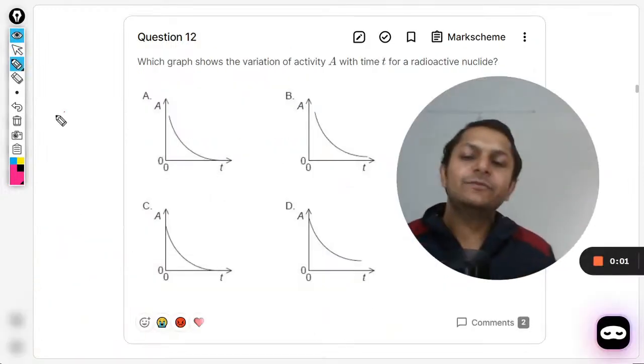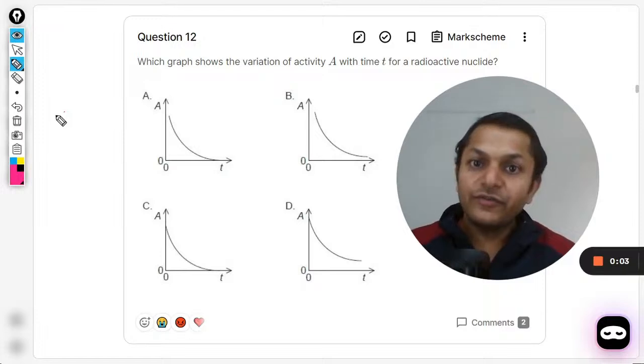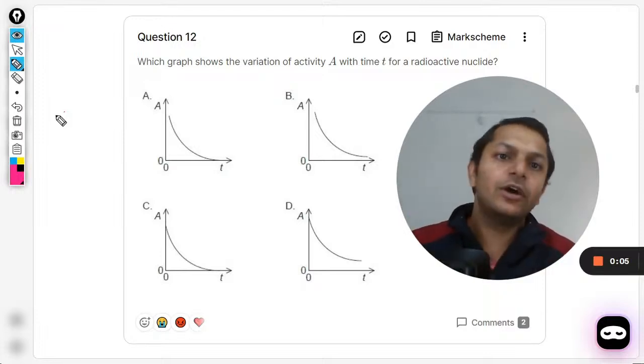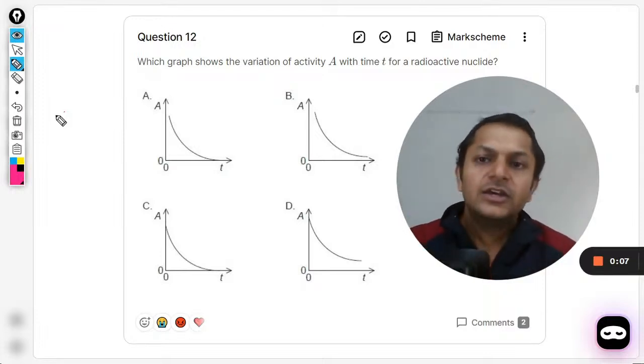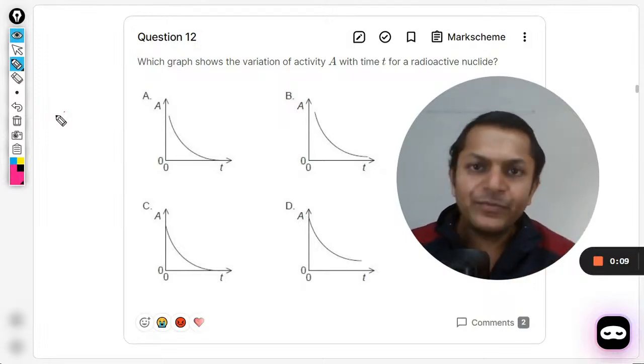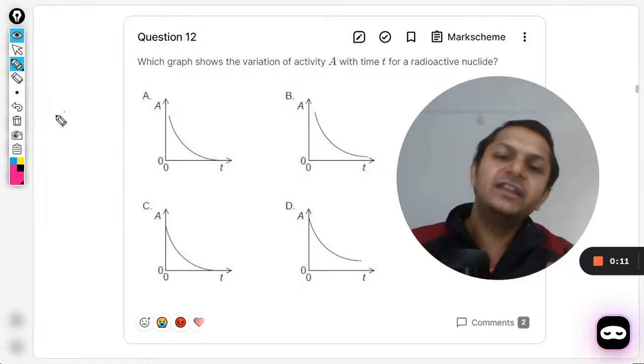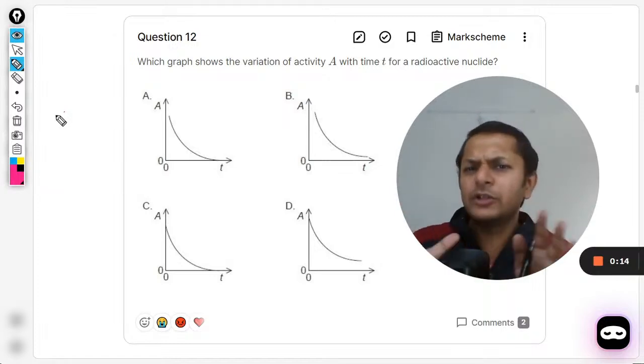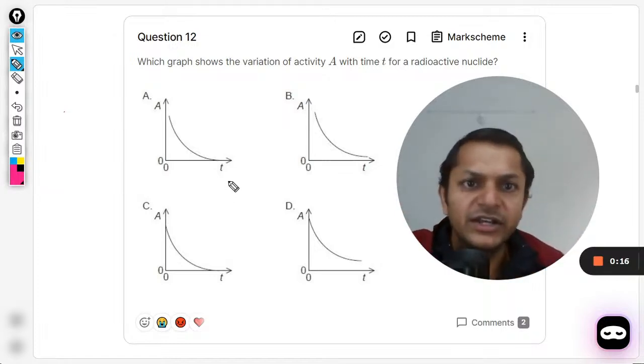Okay, dear students, let us see what is there in this question. Which graph shows the variation of activity with time t of the radioactive nuclide? In a couple of videos earlier, we have already discussed activity in great detail. You can watch that also. But in this video also, I will discuss a bit here.